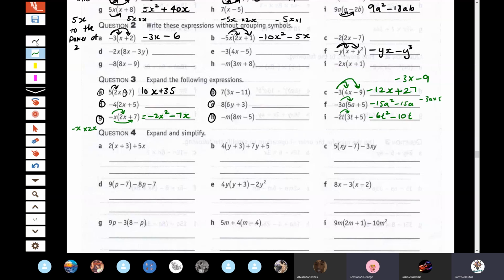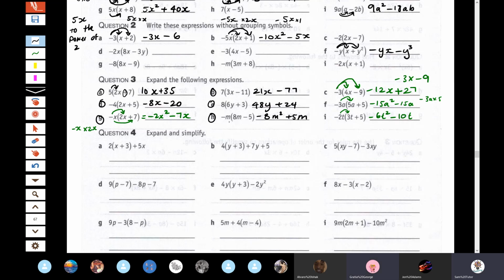I'll mark these and then let me know if you want me to go through any, or any that's confusing you. Please don't be shy. Plus 24, negative 8m squared plus 5m.